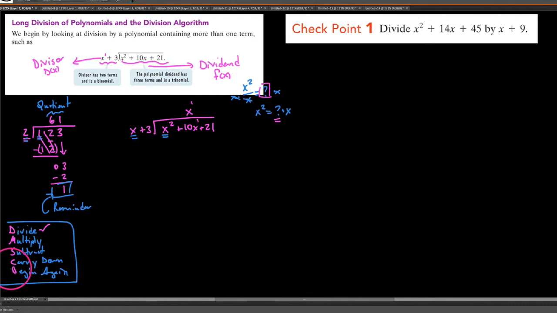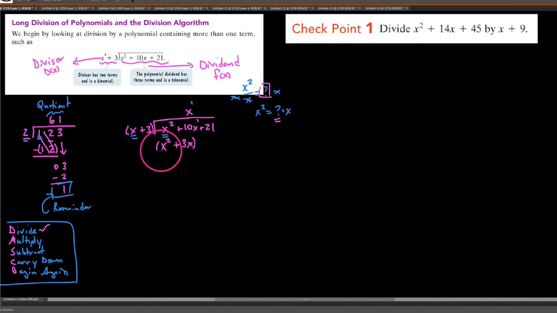That question, if you can remember that question, then you can remember these here. But we're going to take this now, we're going to do our multiply part. We're going to take this x times all of what's out in front of our divisor. So x times x, we get x squared, and x times 3, we're going to get 3x, and I'm going to write that underneath my 10x here.